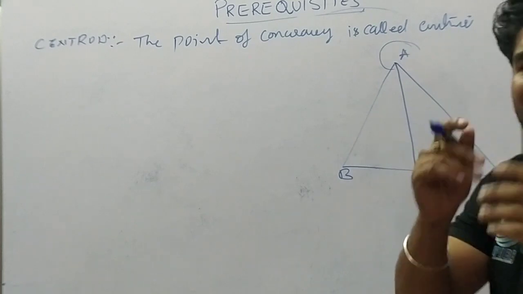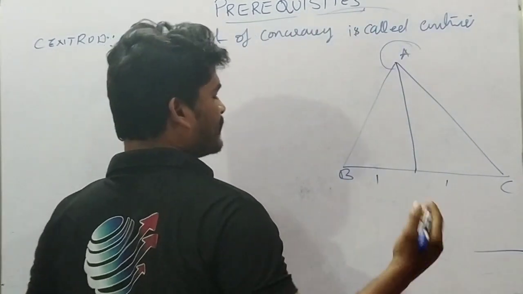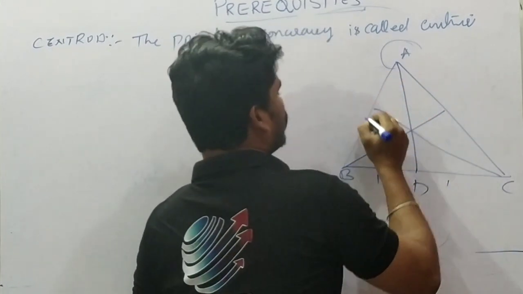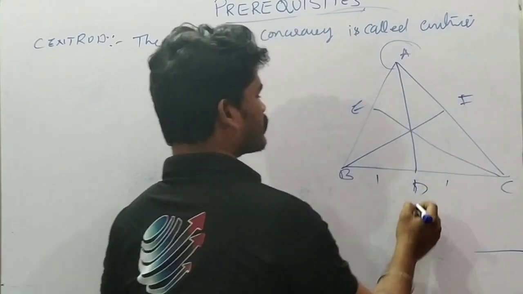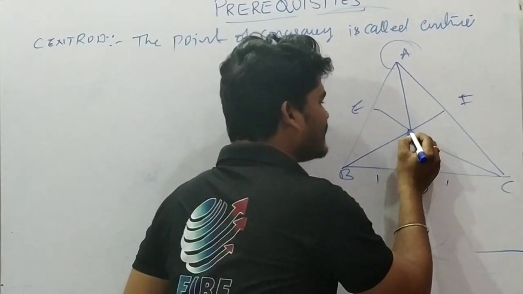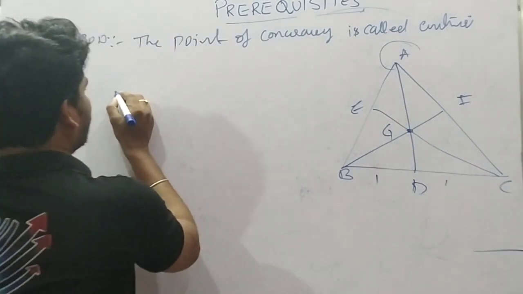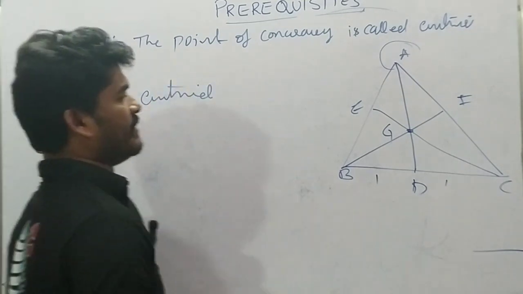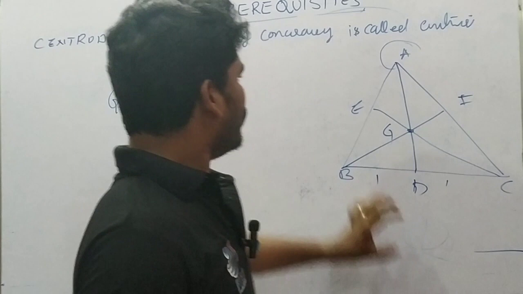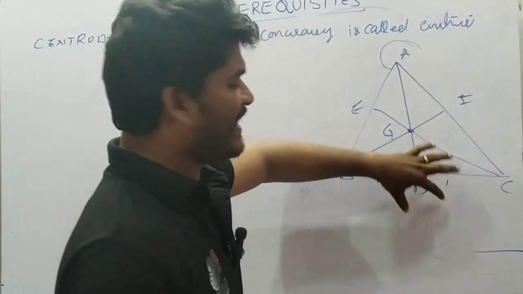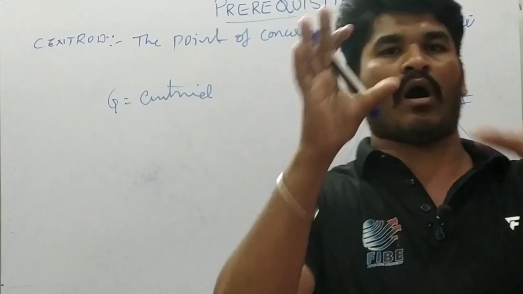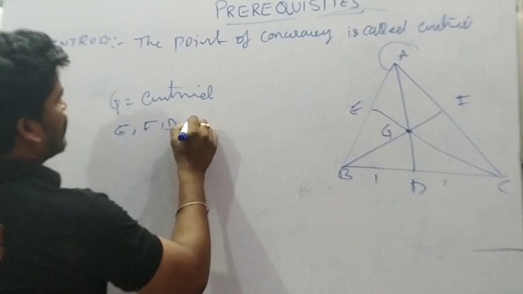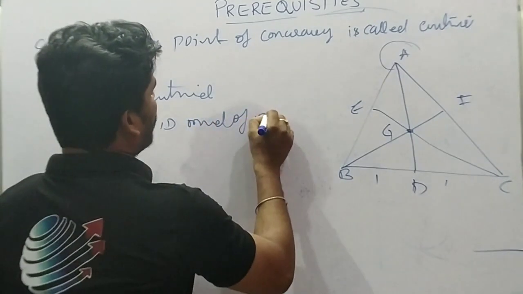It divides the opposite side in an equal ratio, 1:1. So this is D, and in the same way E and F. So these are D, E, F. The point G where they meet is the centroid. This is the centroid, right? Where E, F, D are the midpoints of the opposite sides, and the lines from the vertices are the medians.